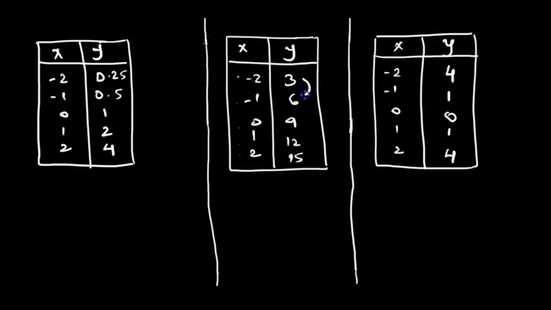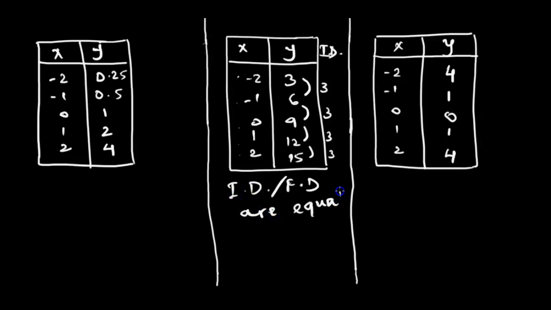We see there is a common difference: 6 minus 3 is 3, 9 minus 6 is 3, 12 minus 9 is 3, 15 minus 12 is 3. So it's going up by 3s, and we see that the first differences are equal. If the first differences are equal, we conclude that the function is a linear function. Let's check this one. Here also we need to make sure that x has a pattern. Here also x is going up by 1s, so we are good to go to check the y values.